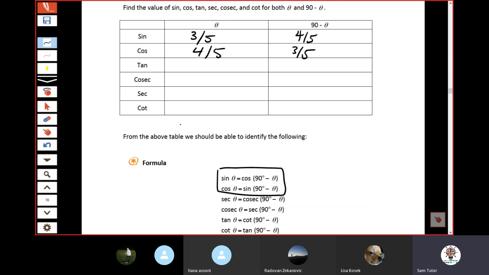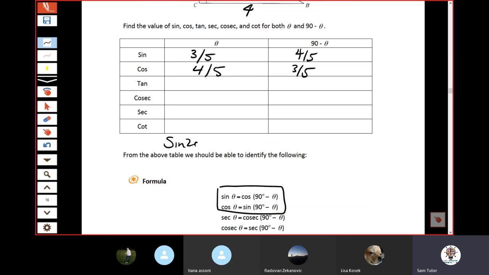So let's try it out. Put this into your calculator. Put sine 20 degrees, and then put cos 90 minus 20, which is 70 degrees, and guess what? It'll give you the same answer. Try it out. Confirm that. 0.34, 0.34.